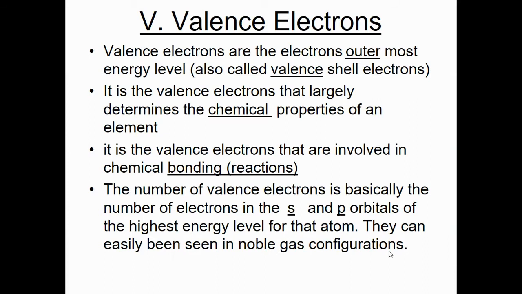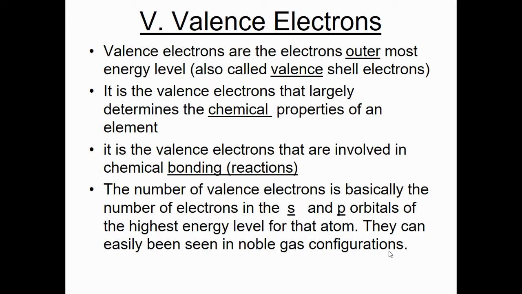Okay, the last couple things we need to cover are valence electrons, electron dot, and electron configuration for ions. So let's first of all talk about what valence electrons are. Valence electrons are the electrons in the outermost energy level. They're also called your valence shell electrons. These are the ones that are in the outermost energy level, in the outermost orbitals.